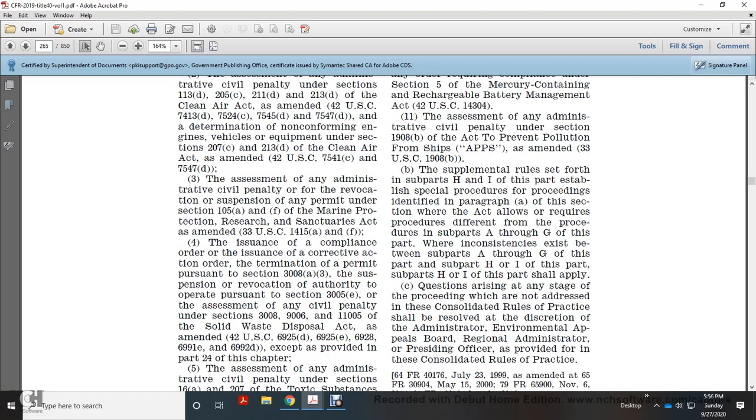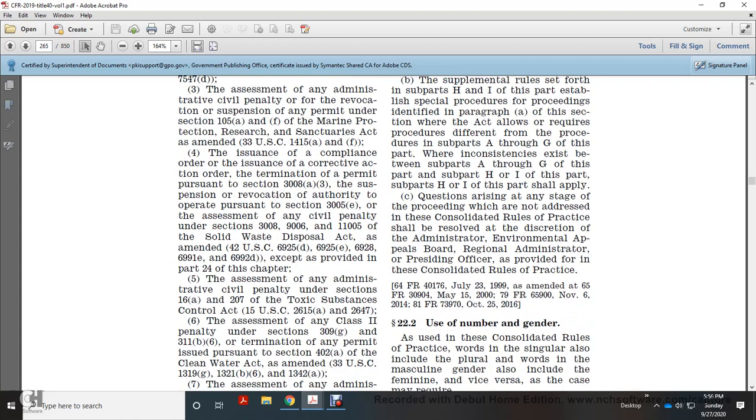under Sections 105(a) and (f) of the Marine Protection, Research, and Sanctuaries Act, Title 33 U.S. Code 1415(a) and (f). Issuance of a compliance order or corrective action determination with the permit, Section 3008(a)(3), with the suspension or revocation authority of the operator pursuant to Section 3005(e), with the assessment of any civil penalty under Section 3008, 9006, 11005 of the Solid Waste Disposal Act, as amended.